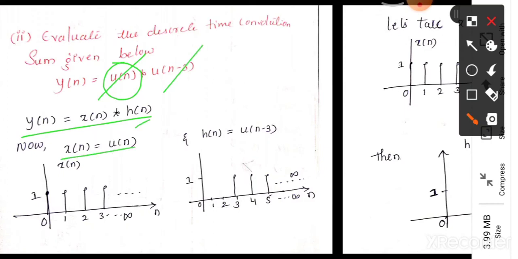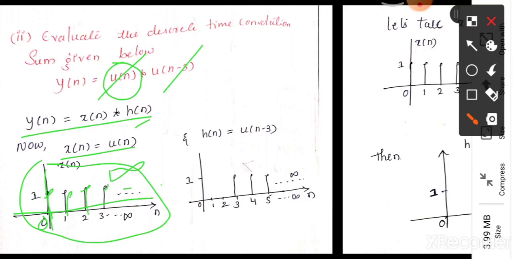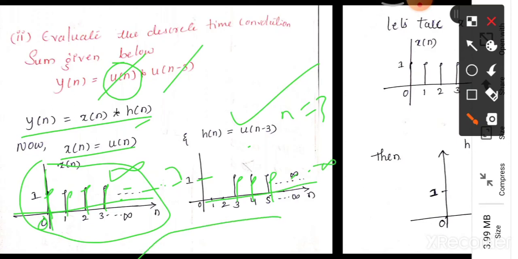Now let's get the signal x of n equal to u of n. We know this u of n starts from 0 to infinity, with magnitude 1 1 1 1 1. And next h of n, that is u of n minus 3. N minus 3 means n equal to 3. So the signal starts from 3, which has positive 1 magnitude and goes up to infinity. So these two signals we got.